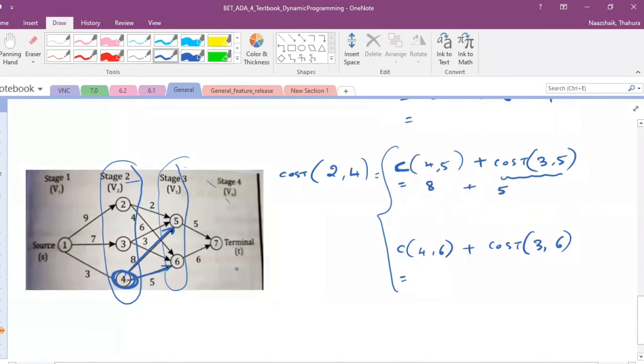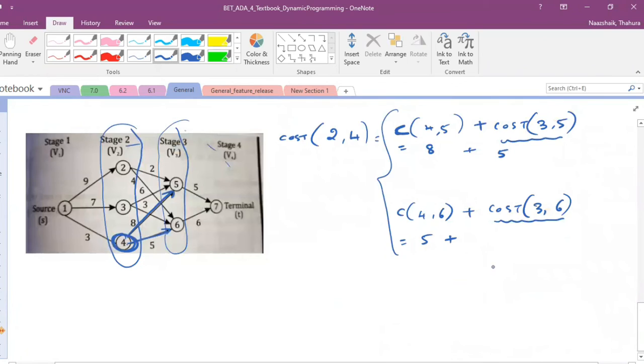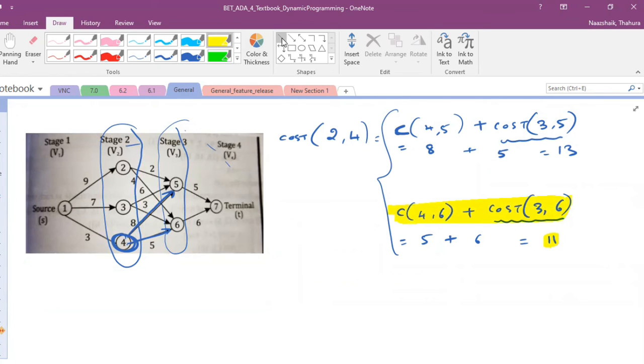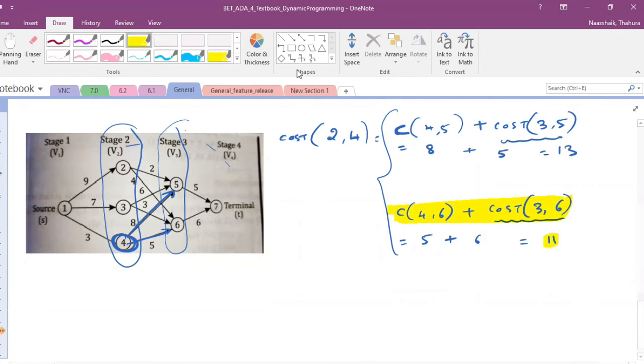This is 4 to 6 is 5. This again, you don't have to calculate. It will be on top. 3 to 6 is 6. Right, so this is what? 13. This is 11. So this is the minimum choice. So we'll just keep this marking. Okay. Right. So with this, we are done with the second stage.